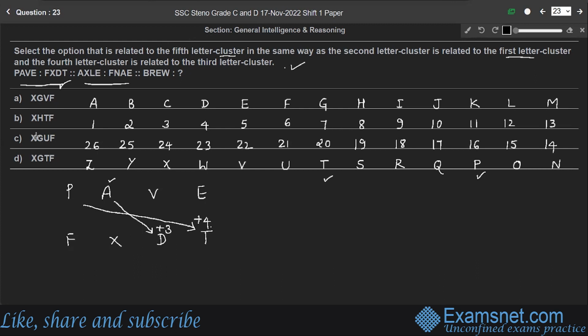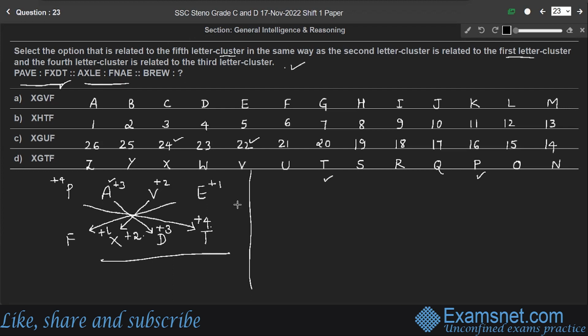So the next letter is V. We have to add 2. So V is 22 plus 2 is 24, which is X. Whereas the positional value of E is 5 plus 1. So here the numbers added are 4, 3, 2, and 1. To the first letter, 4 is added. To the second letter, 3. To the third letter, 2. To the fourth letter, 1 is added. So the numbers are added in decreasing order.